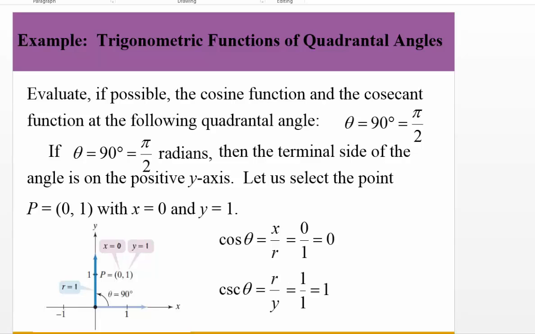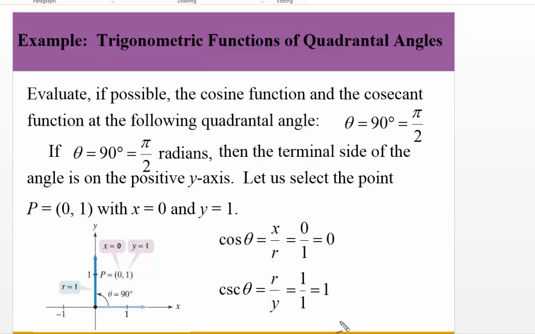All right, just to make sure we have that concept, let's try one more of these at the quadrant angles. Evaluate, if possible, the cosine function and the cosecant function at the quadrant angle of 90 degrees or pi over 2 radians. Notice here the terminal side of the angle is on the positive y-axis. We're at x equals 0, y equals 1 here, so we're going to use that point. Notice the cosine, x over r, is 0 over 1, which is 0. The cosecant, r over y, is 1 over 1, which is 1.